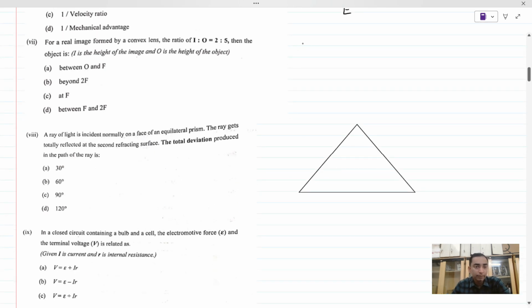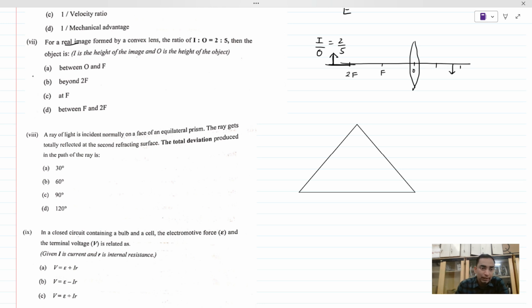Now, for a real image by a convex lens, I upon O is 2 by 5, which means that the image is smaller, the object is bigger, and the image is real. That is only possible in one case. You have to be very thorough with the ray diagrams. Optical center, F, 2F. Since the image is smaller, the object must be beyond 2F, and the image is between F and 2F, which is smaller. So our correct answer is the object is beyond 2F.